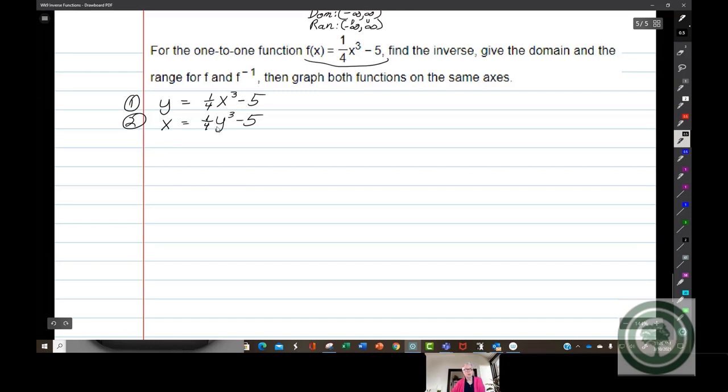There. Okay, now step three. Do whatever you need to do to solve for Y. Sometimes it's real short, sometimes it's not real short. So here's X equals 1/4 Y to the third minus 5. We'll add with another color. Haven't done that today yet. I mean, I haven't used another color.